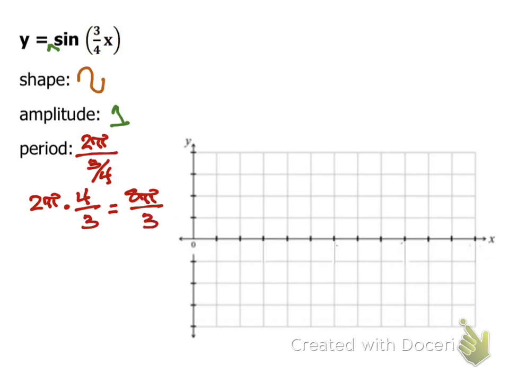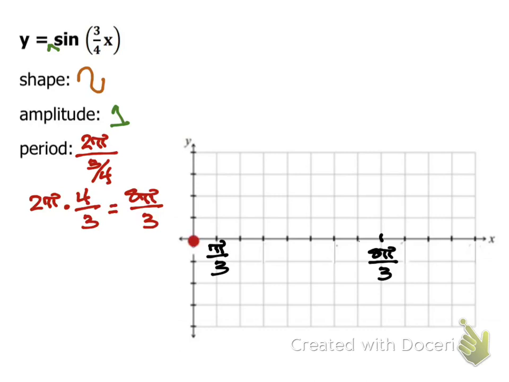With problems like this, we'll need to look at how we should label our axis. If our period is 8 pi over 3, why don't we make each box pi over 3 so that 8 of them will get us our entire period? So pi over 3, 2, 3, 4, 5, 6, 7, 8 pi over 3. And that's really all I need to do. Now I'm ready to graph.